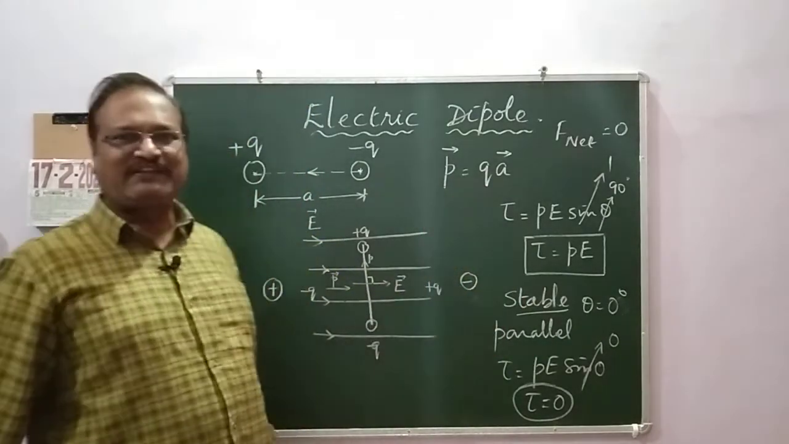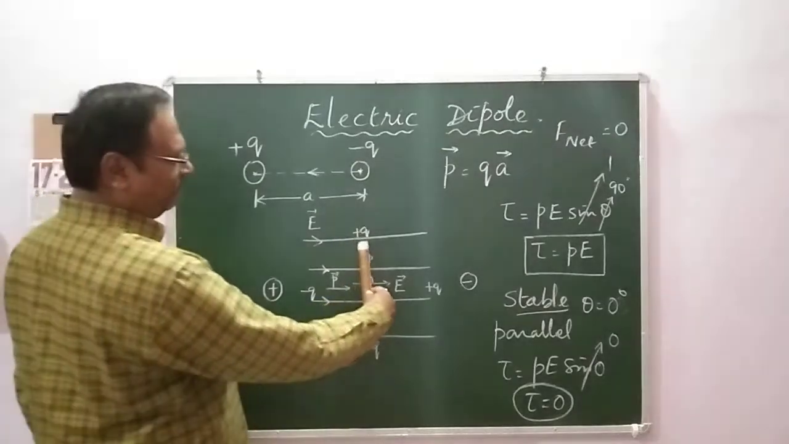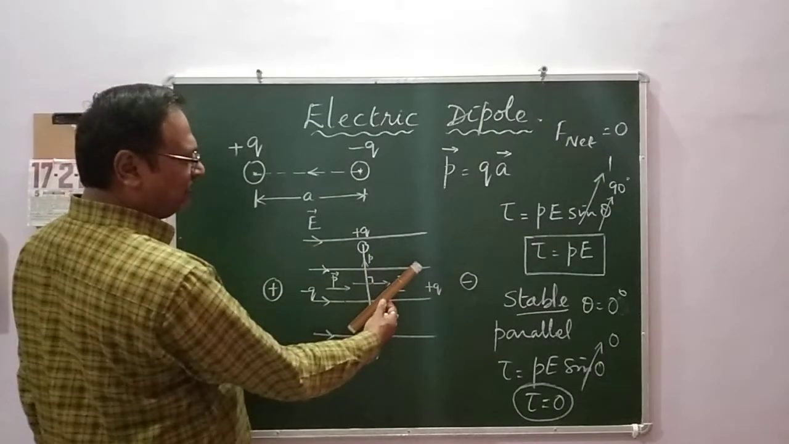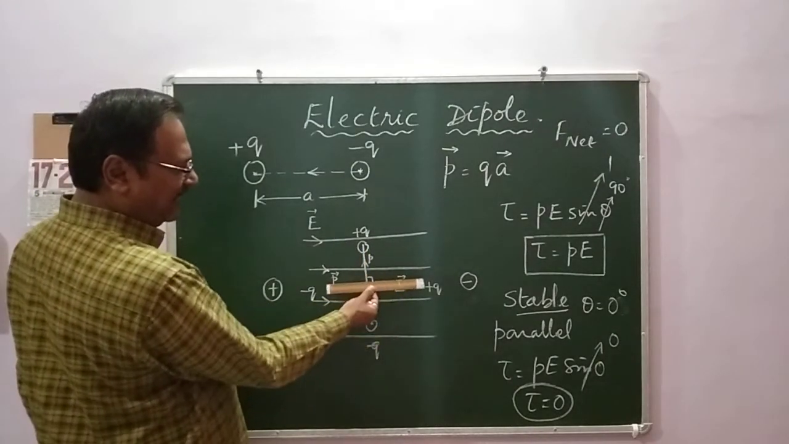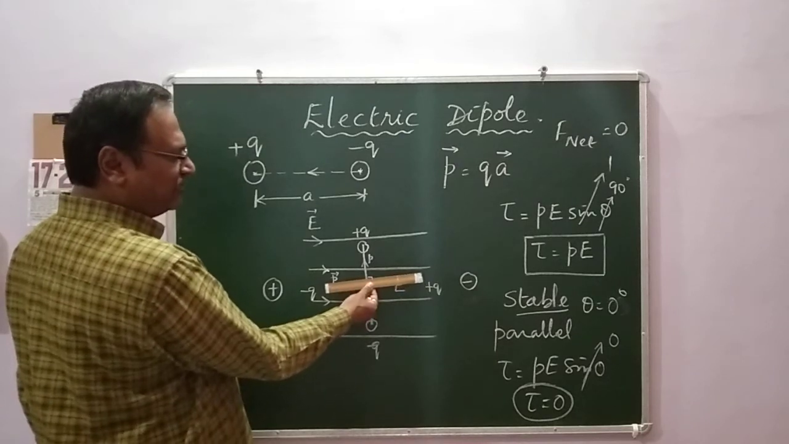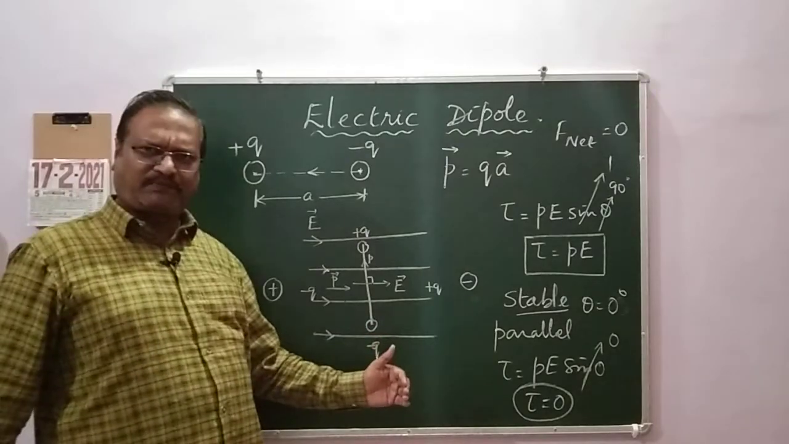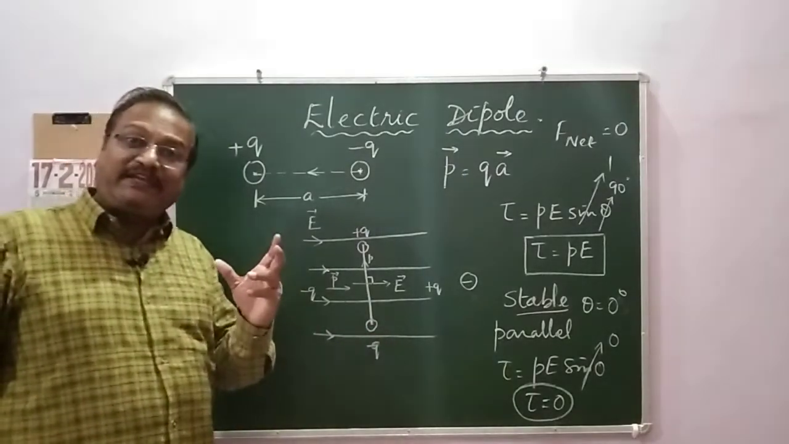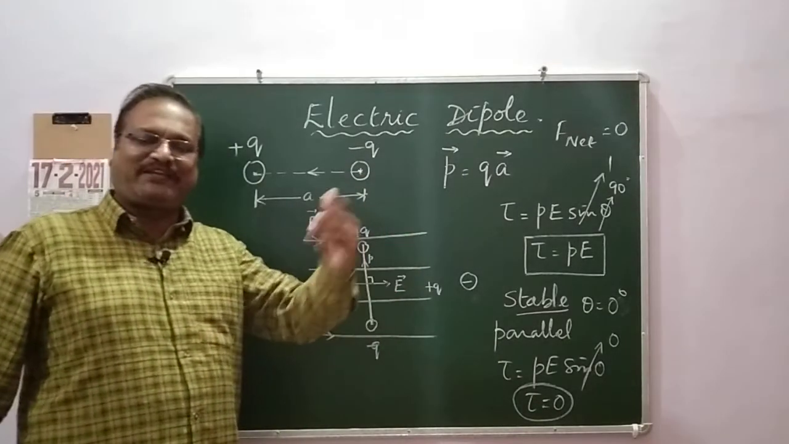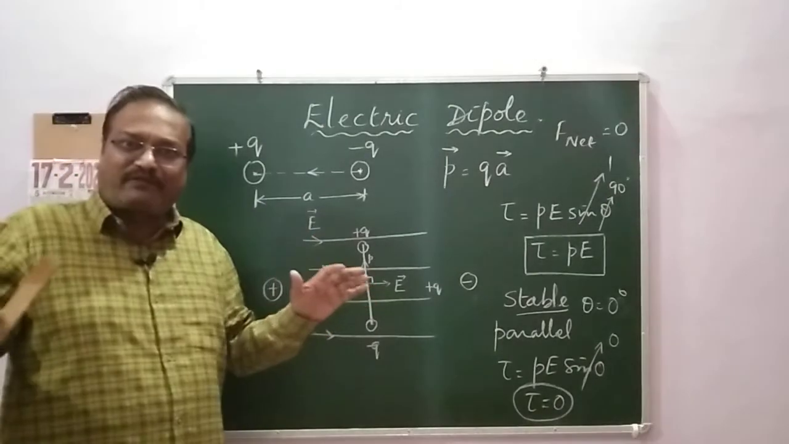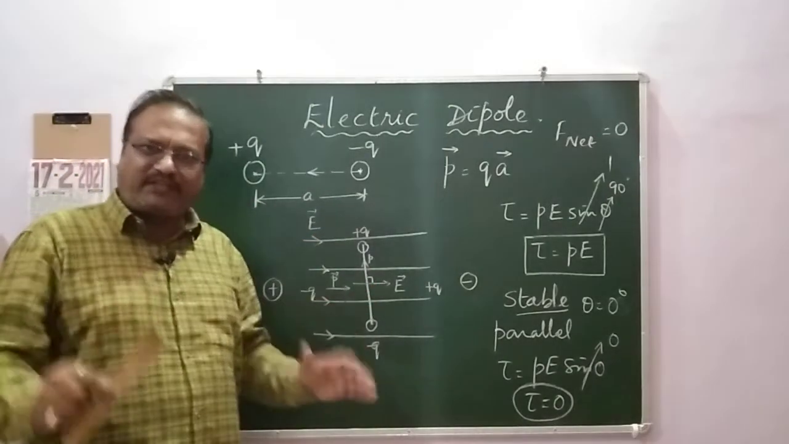I hope you understand. So first it is at normal with maximum torque. It can rotate and it comes and lies here, and it is going to be in stable equilibrium. And the question goes on further: when will it be in unstable equilibrium? It is not having stability.